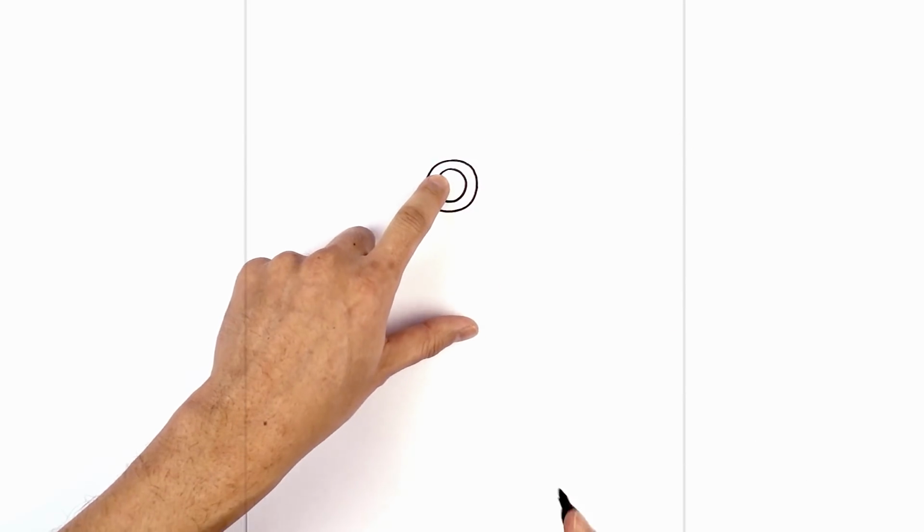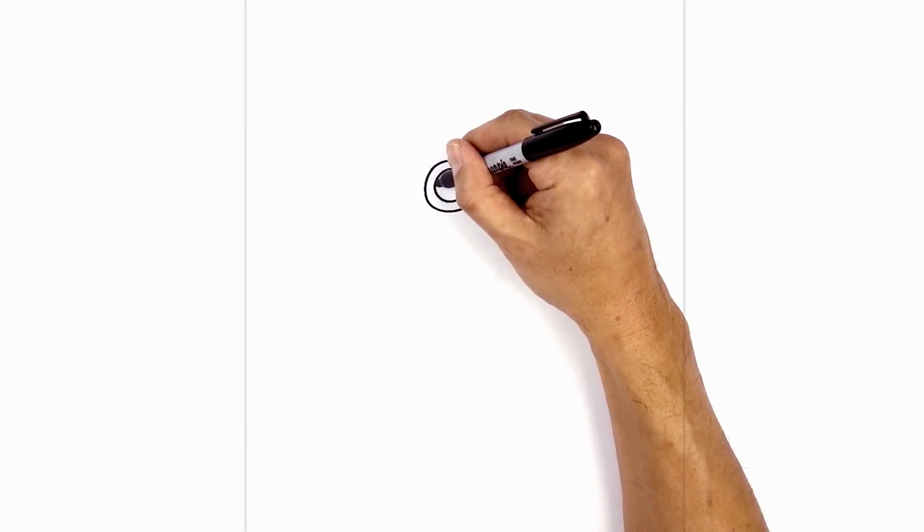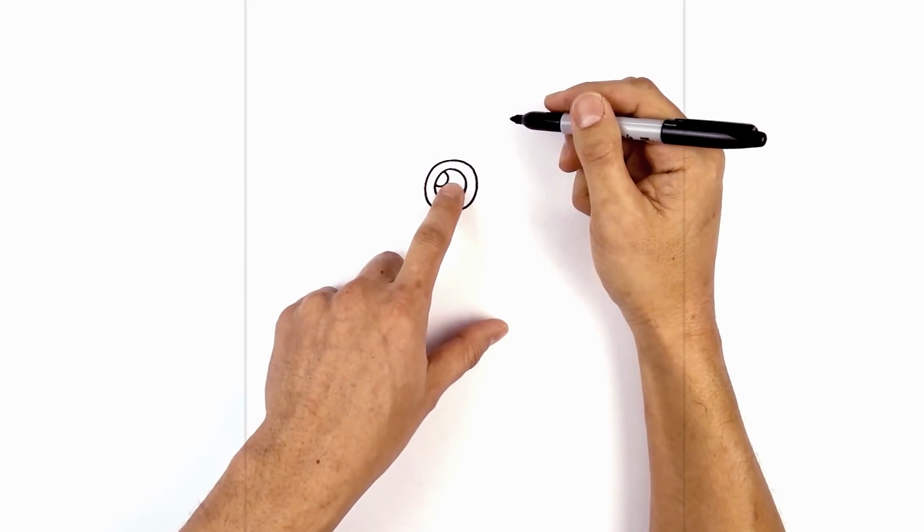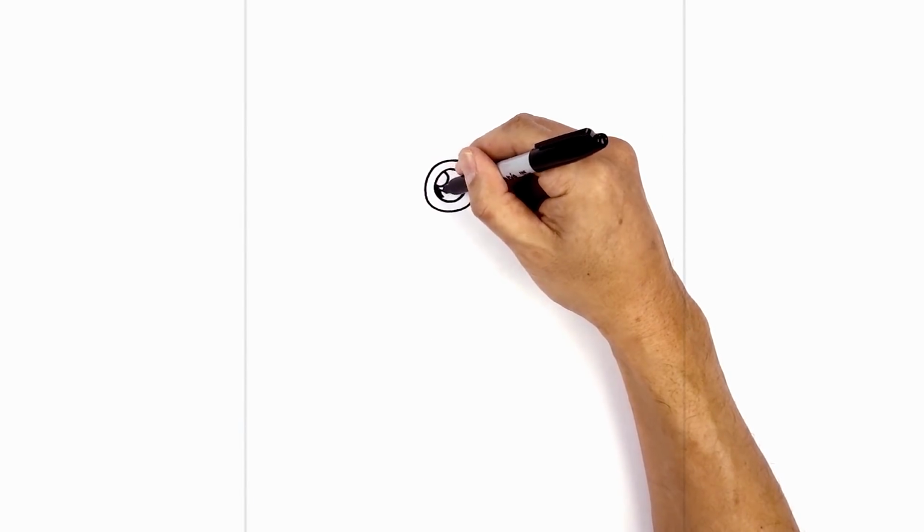On the top left of the eye, we're going to draw a half circle for a highlight. So starting on the side, curve around, and then back out. We're going to fill the eye in black.